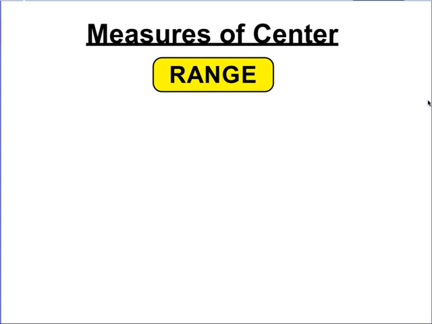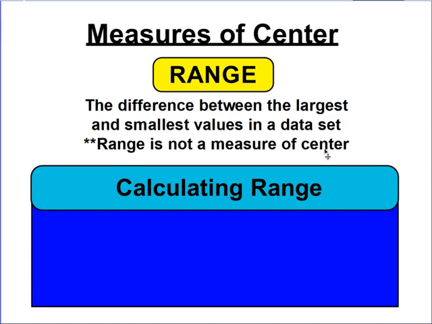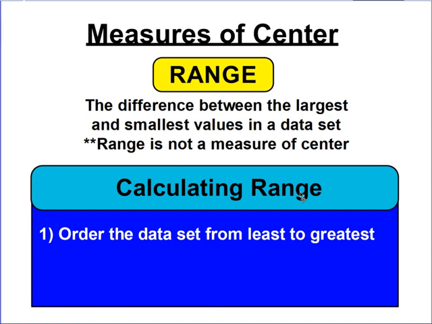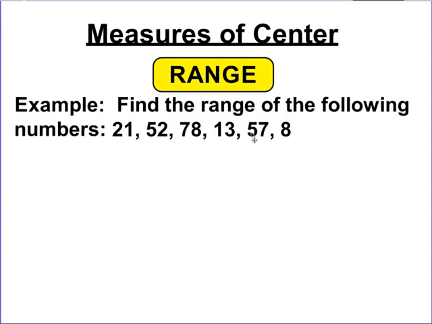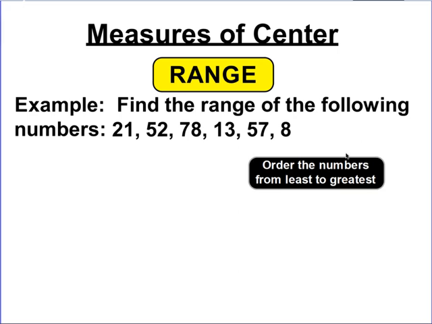All right, so last but not least is range. Range is not a measure of center, but it's still something we can calculate when we have a data set. To calculate the range, you order the numbers from least to greatest again, and then you find the difference, or you subtract, the smallest value from the largest value. In this first example, we'll put them in order from least to greatest, and then we'll find the difference between the largest and smallest.